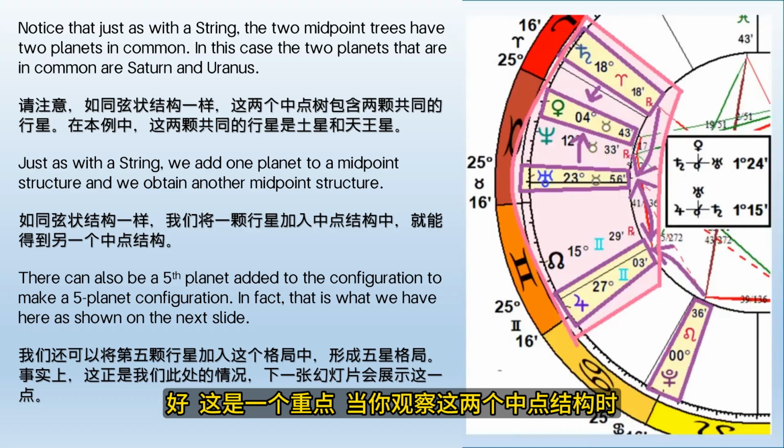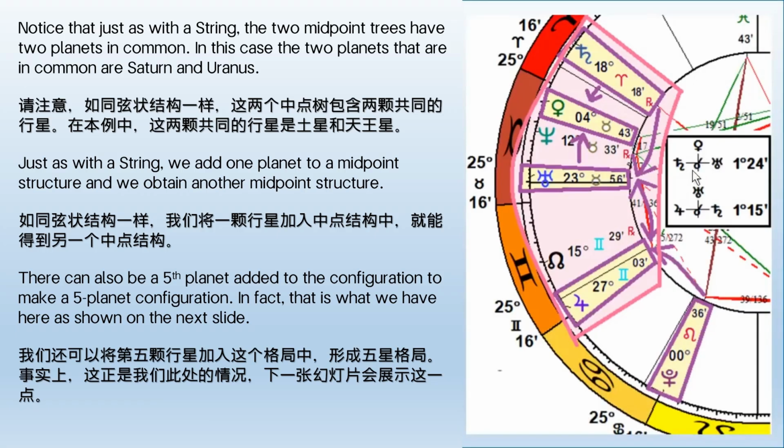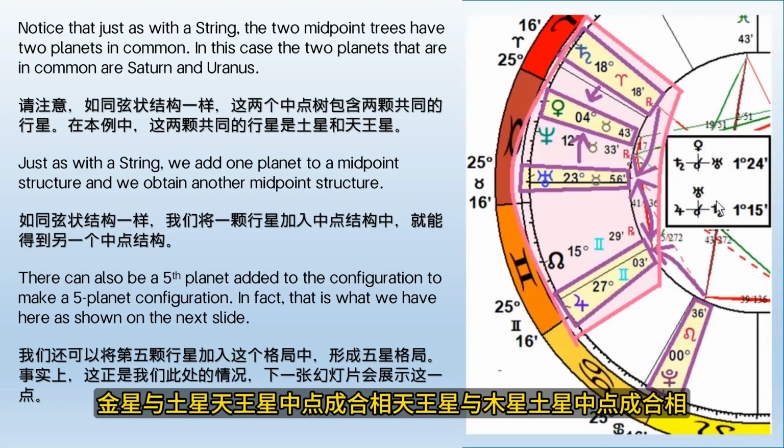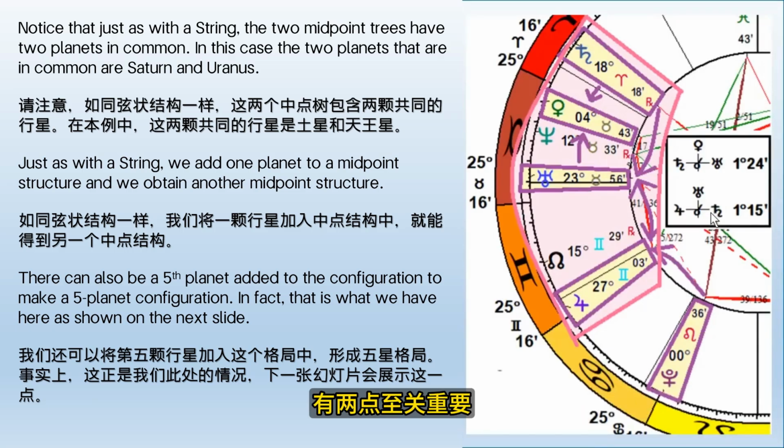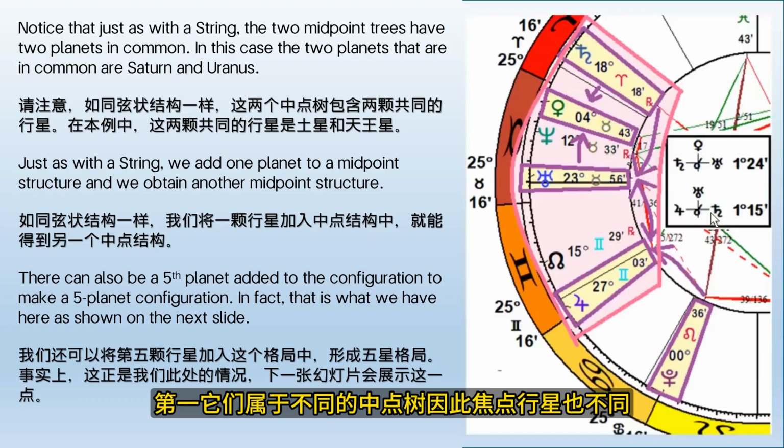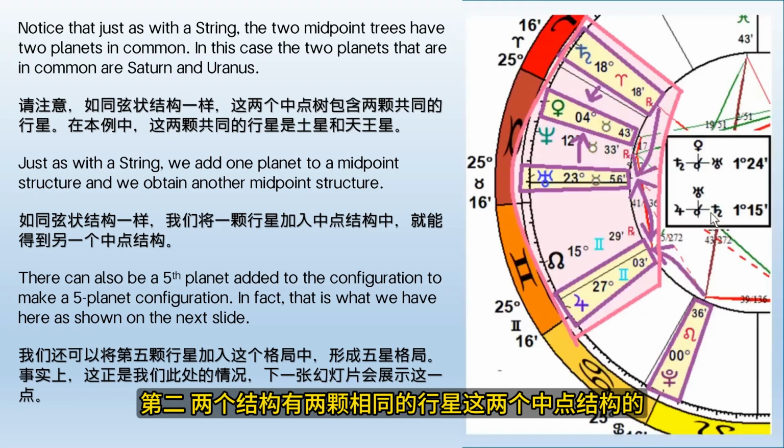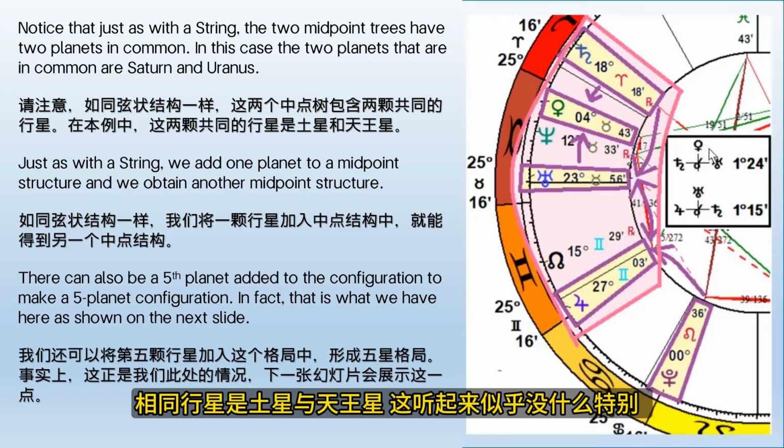Now, this is an important point. When you look at these two midpoint structures, Venus conjunct Saturn, Uranus midpoint, Uranus conjunct Jupiter, Saturn midpoint, there's two things that are important. One is that they are in different midpoint trees. So there's a different planet at the focus. Second thing is that there are two planets in common. So the two planets that are in common in these two midpoint structures are Saturn and Uranus.